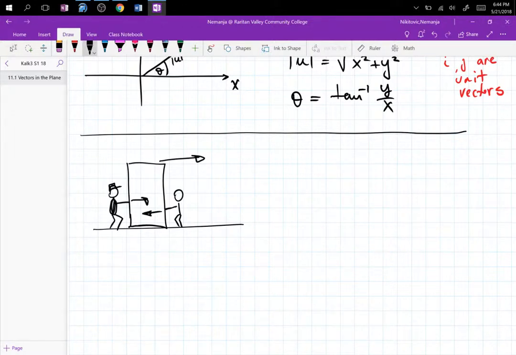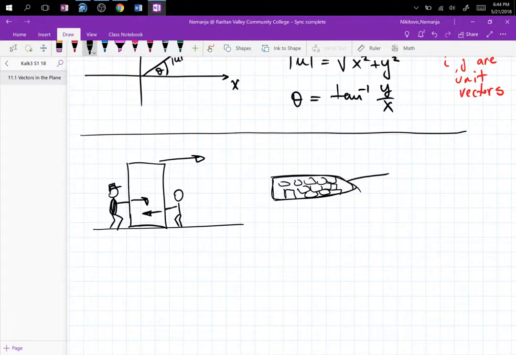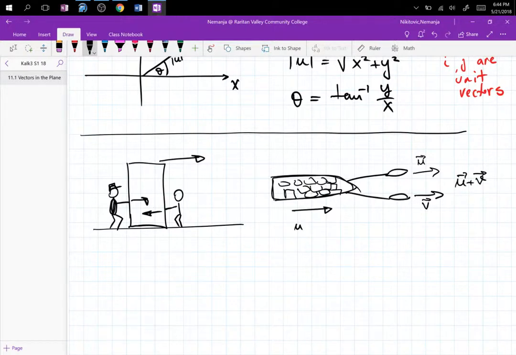So you can think of a big tanker ship, a huge ship with a lot of crates and stuff on it. And then you have two small tugboats pulling this way. So the vector going this way, vector u, and a vector v, they will clearly add, u plus v, and that gives the direction of the force experienced by the tanker.